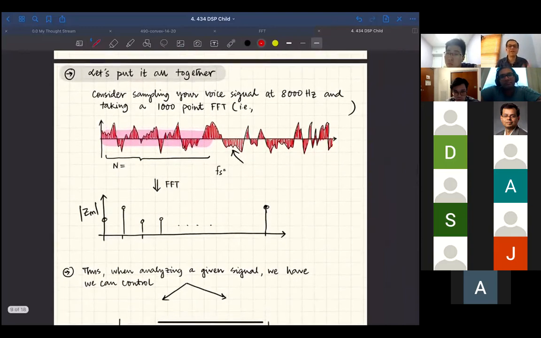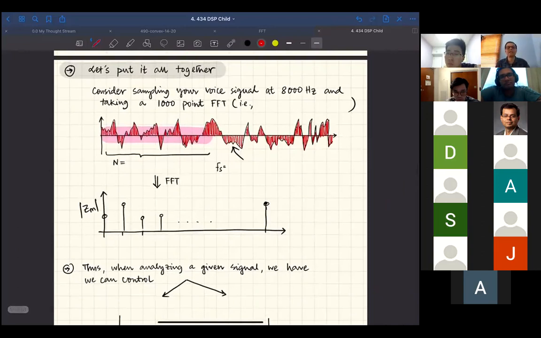Let's put it all together. Ask me the question, Lucas, ask me the question again. Okay, yeah, maybe after this page it should clear it up. Okay. So consider sampling your voice signal at 8,000 hertz and then taking a 1,000-point FFT.